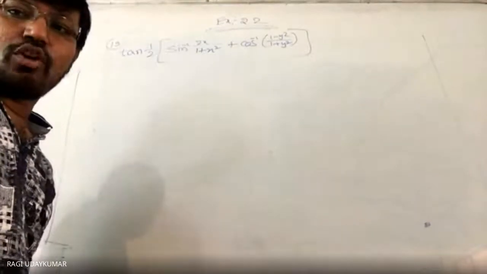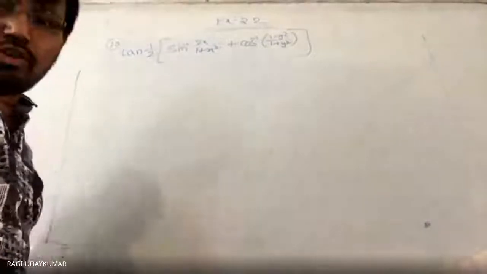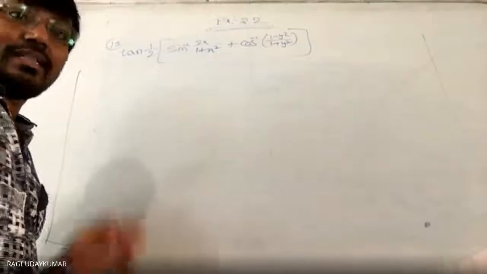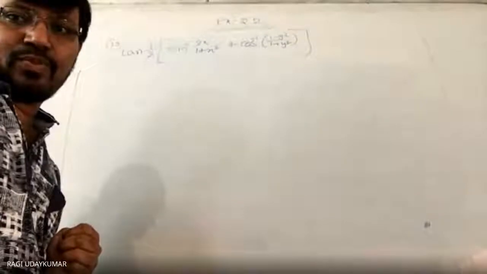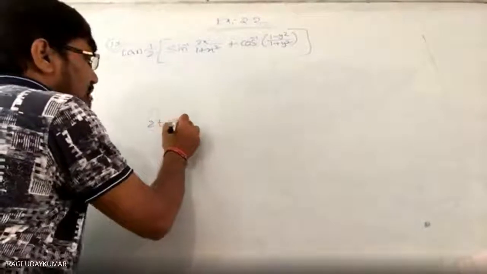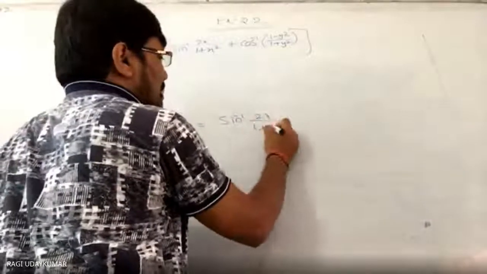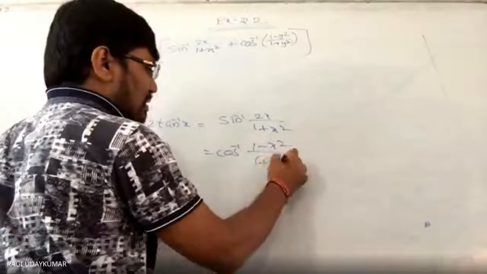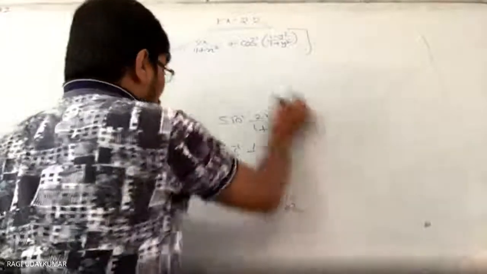You recall all the formulas in your textbook. Take the formulas out of the textbook and look. You are going to have the 2 tan inverse x formula in 3 different ways: 2 tan inverse x is equal to sin inverse 2x by 1 plus x square, and cos inverse 1 minus x square by 1 plus x square, and tan inverse 2x by 1 minus x square. Do you have these 3?